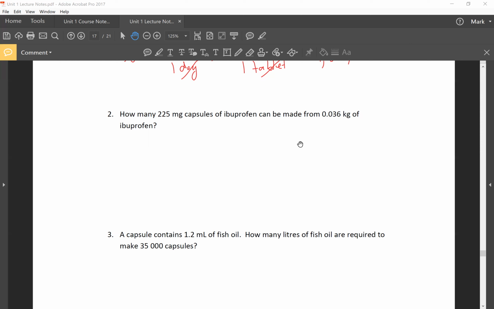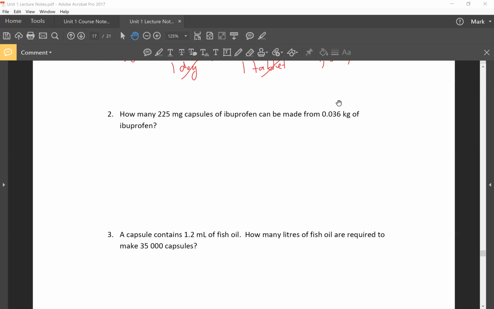4 assignments at 5%. Then you have 2 tests, they're 20% each. And then you have your final exam worth 40%. So that's this course. No labs, not like chemistry or anything like that. All right, cool. So let's do number 2.